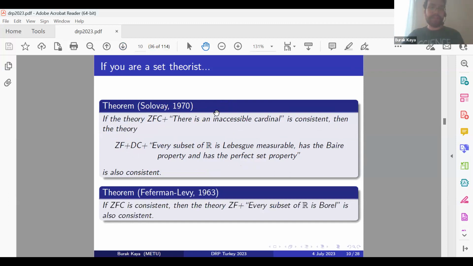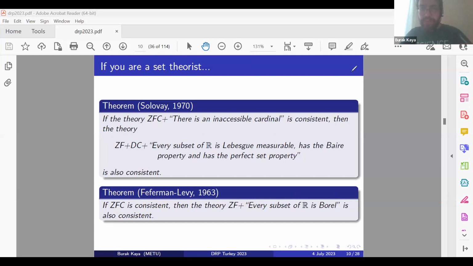There's another result earlier than this. This is one of the first applications of forcing, a famous technique invented by Paul Cohen that actually got him the Fields Medal. If ZFC is consistent, then so is the theory ZF plus every subset of R is Borel. So if the set theory axioms are consistent, you cannot prove just by the ZF axioms that there is something non-Borel, okay? And I'm going to talk about this in the next slide anyway.